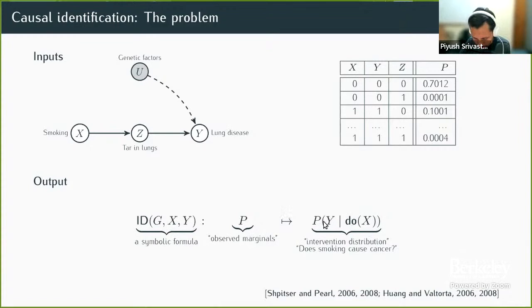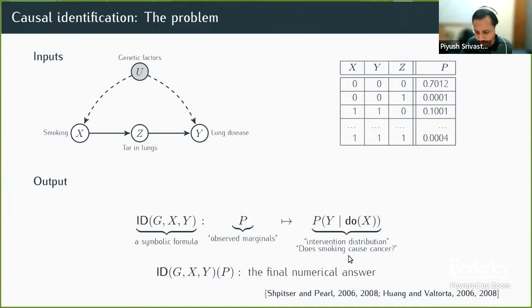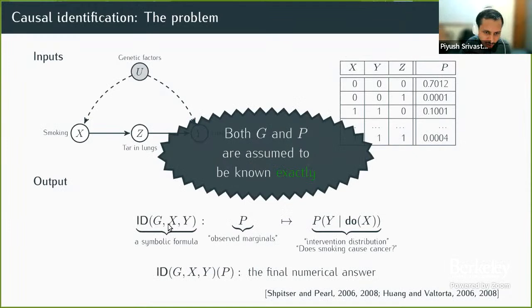And then the formula has to be applied to P, as I said, to find the final numerical answer. And in all of this, to find this formula, the graph is assumed to be known exactly. And then to do this computation, P, the marginal table here, is assumed to be known exactly. So that's it. Okay, so what's the robustness question?